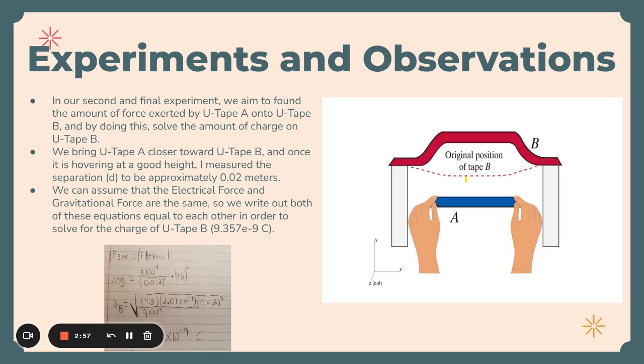In the second and final experiment, we aim to find the amount of force exerted by U tape A onto U tape B, and that'll be considered our electrical force. And once we find that, we can solve for the charge of U tape B. So once I bring U tape A close to U tape B, when they start hovering, I measure the distance of those two pieces of tape to be 0.02 meters. And assuming that the electrical force and gravitational force are the same in our system, we're able to solve the charge for U tape B to be 9.357 times 10 to the negative ninth coulombs.